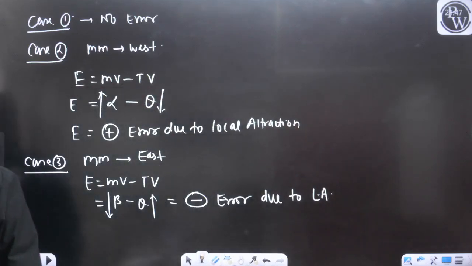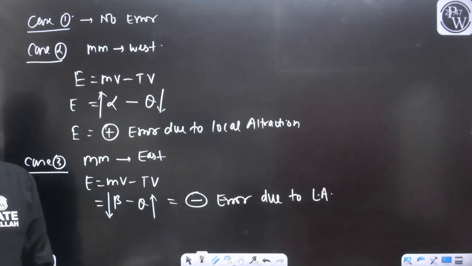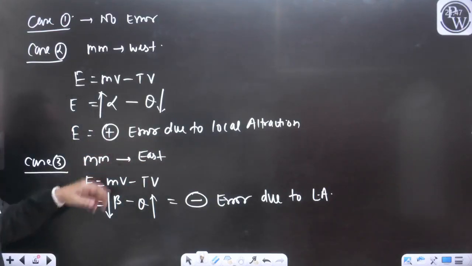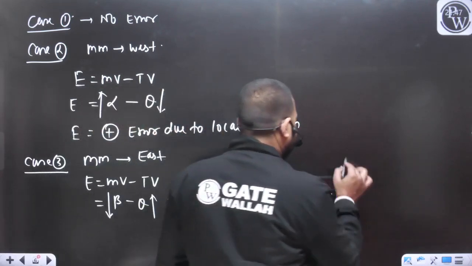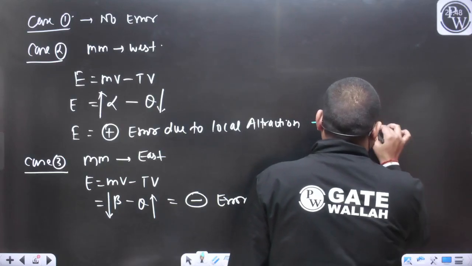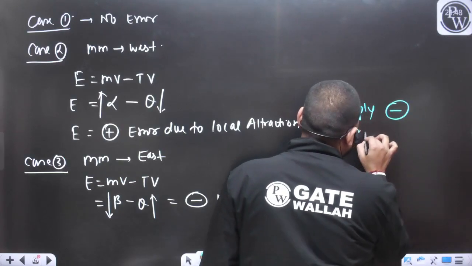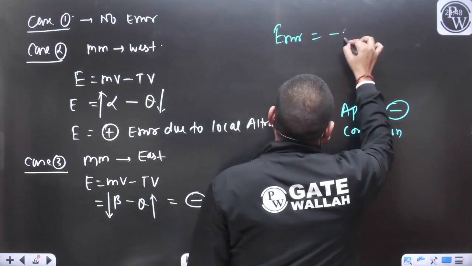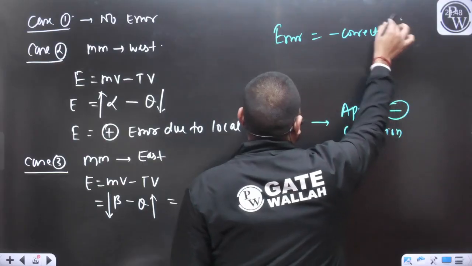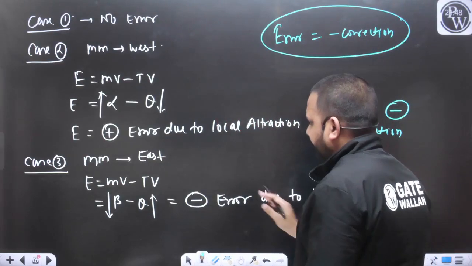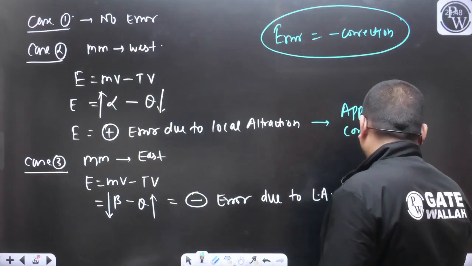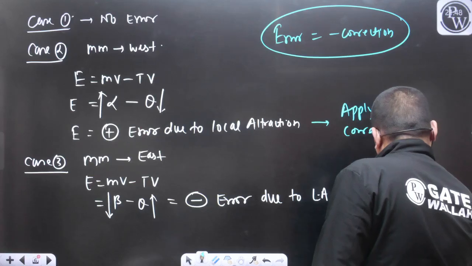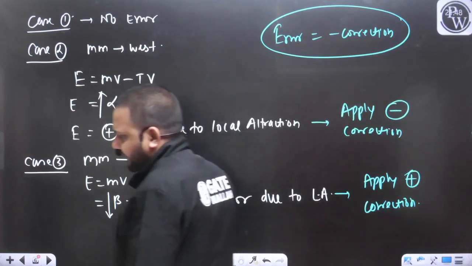So what point do I want to conclude? Due to the local attraction, there may be a positive error or a negative error. If the error is positive, we will apply the negative correction, because we know there is a relation between error and correction. And if the error due to the local attraction is negative, we will apply the positive correction.